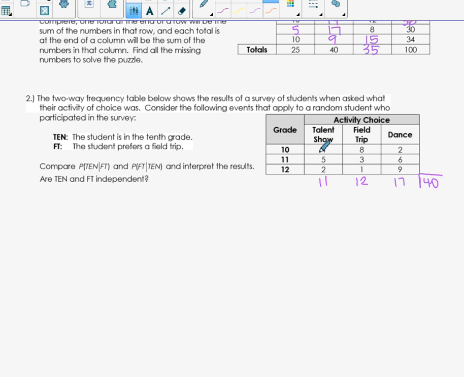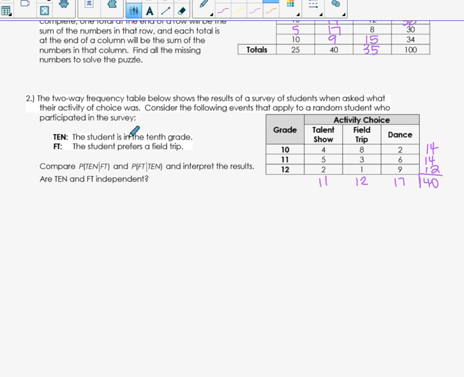Then do the same thing across. 4, 8, and 2 is 14. 5, 3, and 6 is also 14. 2, 1, and 9 is 12. And then double check. 14 plus 14 is 28 plus 12 is 40. So it works out. Now that we have totals, we can figure out what the question is asking.